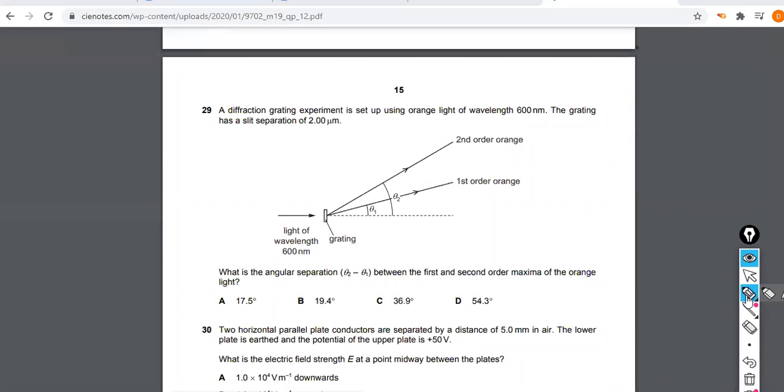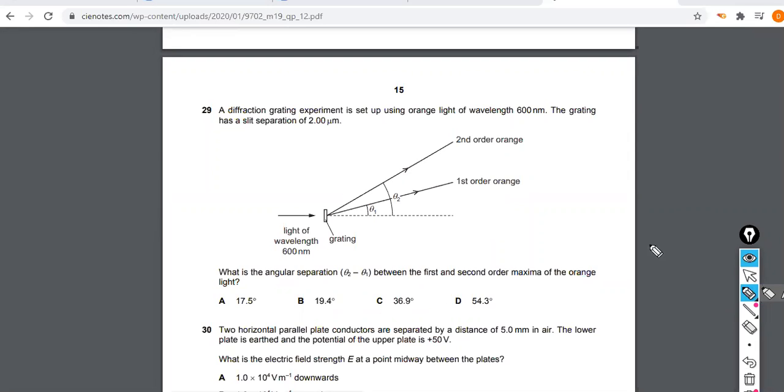In this worked example, we'll be looking at the diffraction grating equation. This is question 29 from the March 2019 paper 1. I think it's paper 12, actually. It says a diffraction grating experiment is set up using orange light of wavelength 600 nanometers. The grating has slit separation of 2 micrometers.